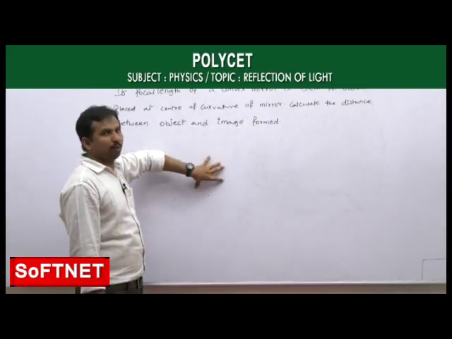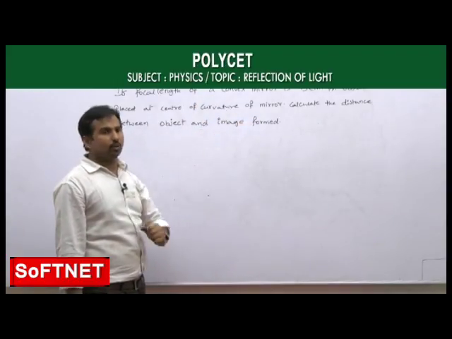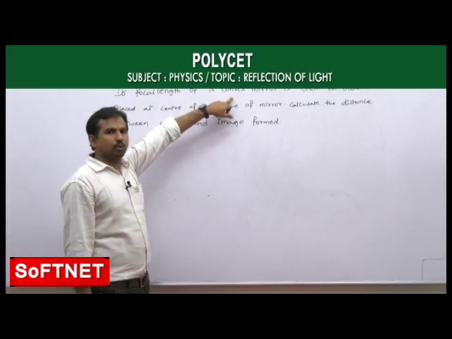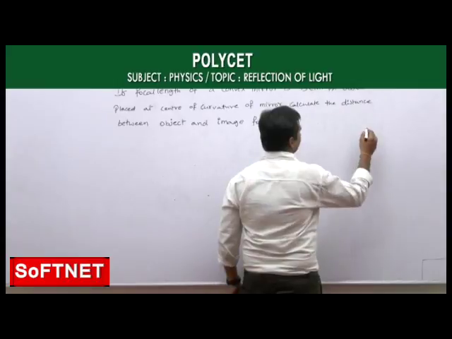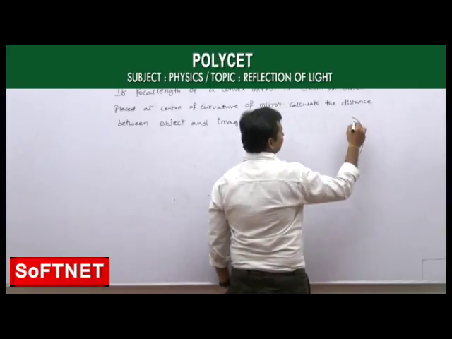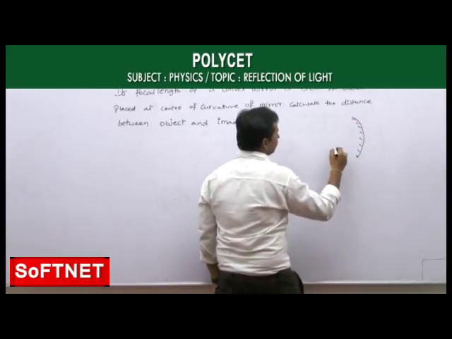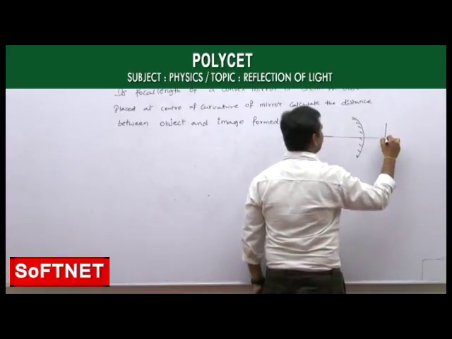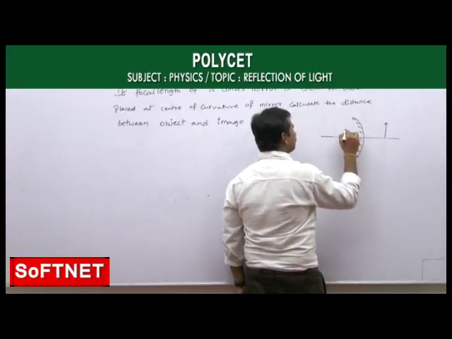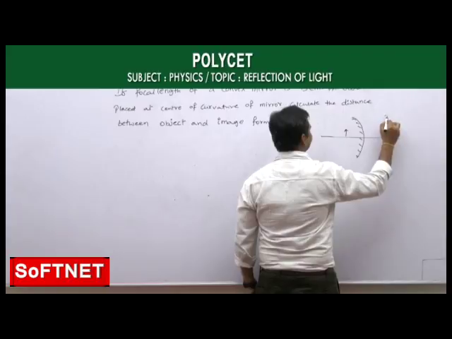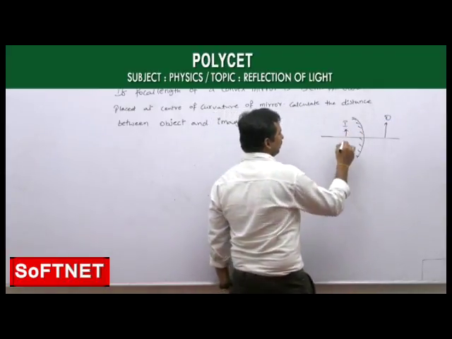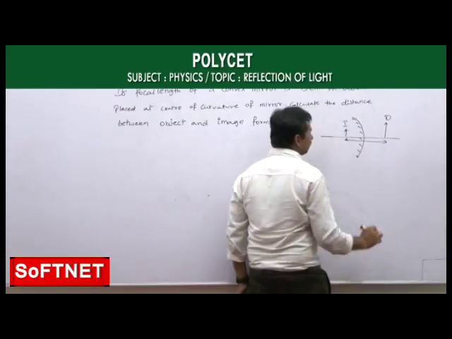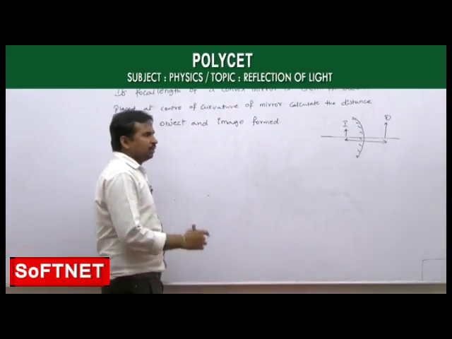Before starting the problem, we already know that a convex mirror forms a virtual image, and virtual image means the image is formed behind the mirror. Okay, for example, if this is the convex mirror and you are taking the object before that, the image is formed behind the mirror there. This is the object and this is the image. And what we need is the distance between the object and the image.